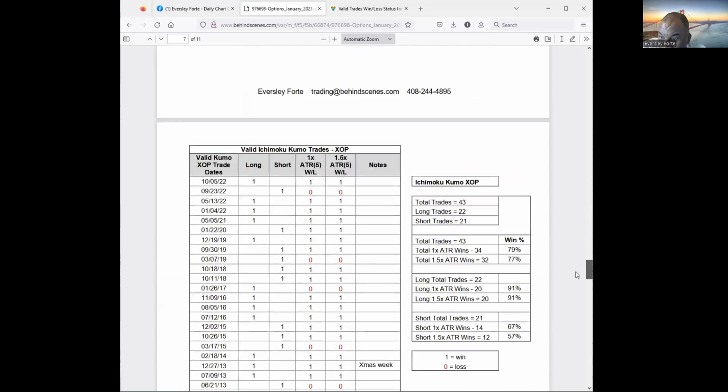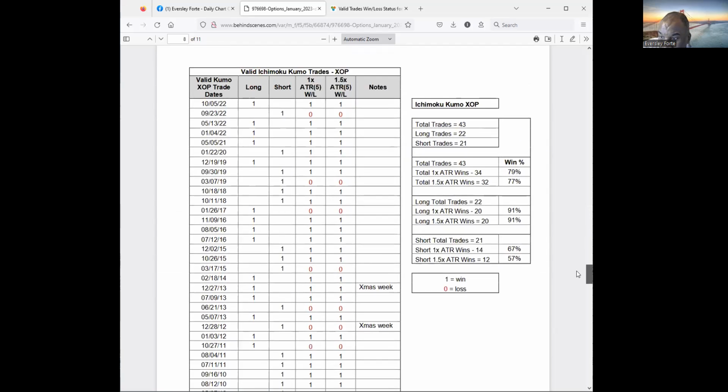I have one more ETF on here to give you an example of why we maintain these stats. This is XOP, the oil production companies. Overall, 79% wins. But we don't care about overall, we care about long and short. That's why we break it down between long and short trades. Long side, 91% winning trades. On the short side, 50-something to 60 percent winning trades.